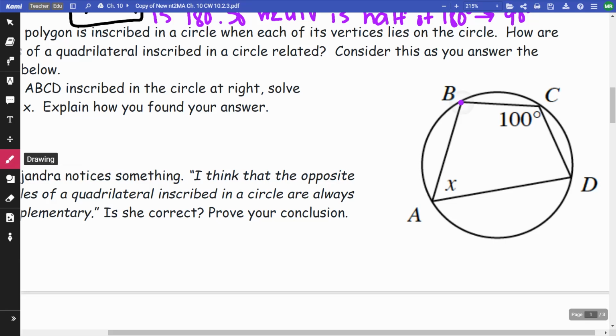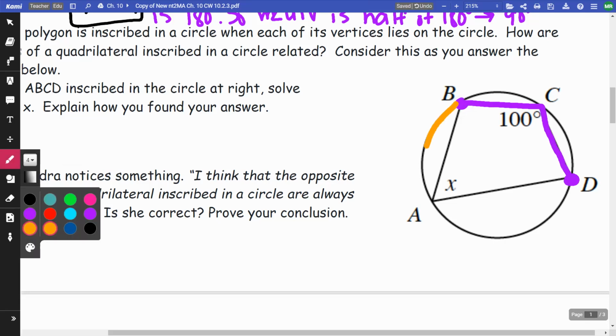I notice that this 100, which meets here and here, is forming this intercepted arc here. And so that arc that's formed by that 100-degree angle is going to be twice that. So this is going to be 200 degrees.